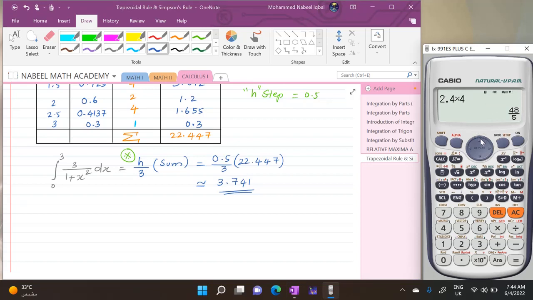So this is what we've done. Integral, so this is 3 over 1 plus x square, and the limits are 0 to 3 here. So the answer will be 3.747. So for the exact, this is the answer. Using Simpson's rule, we got 3.741. So our approximation is correct. So thank you.